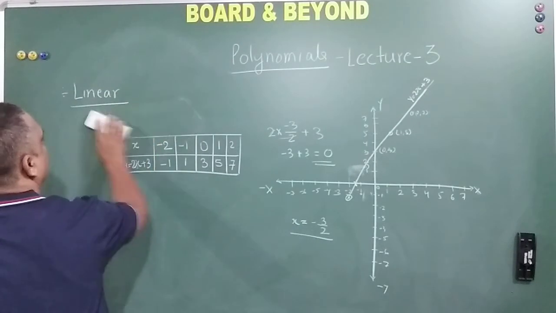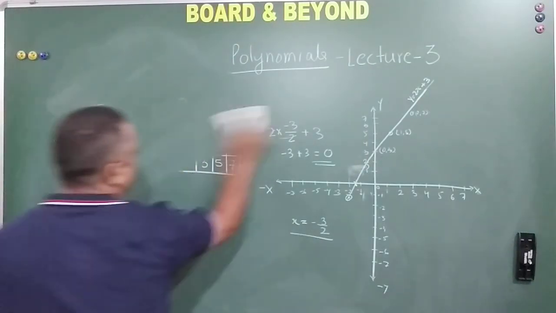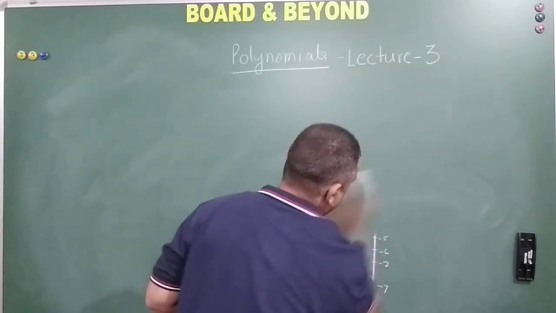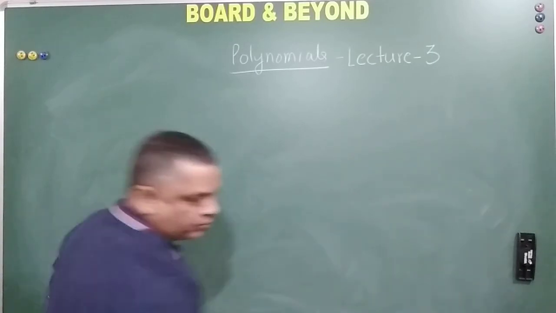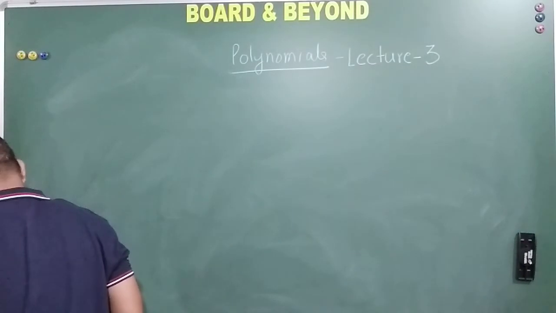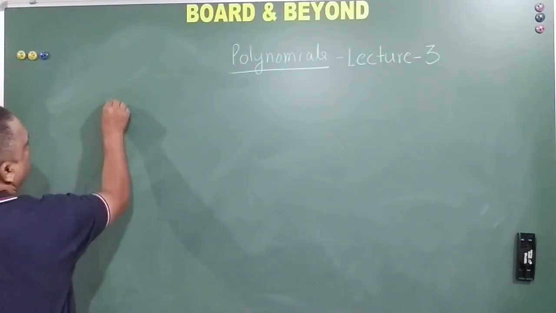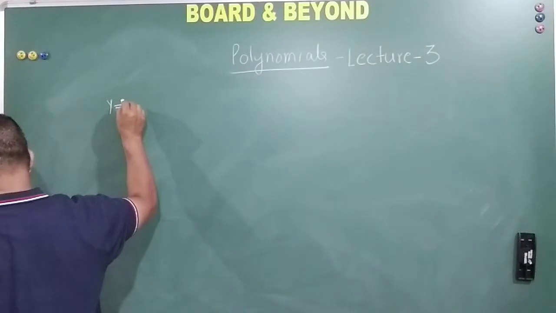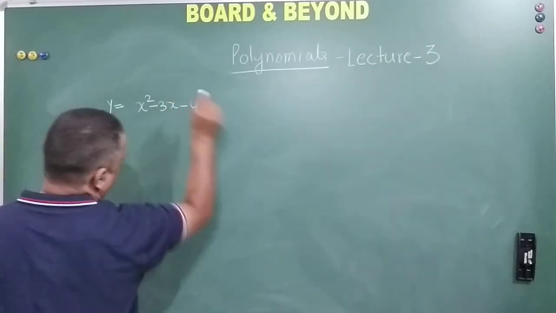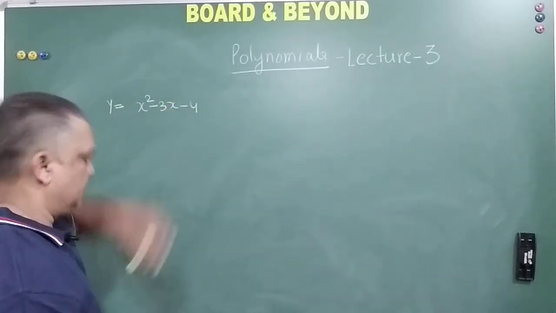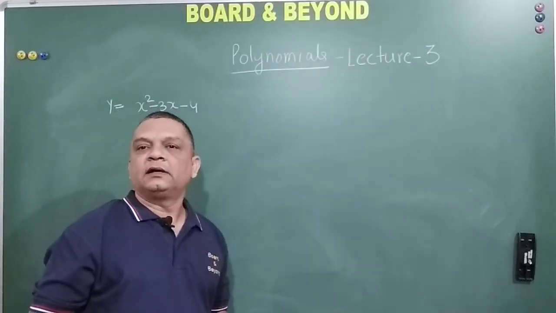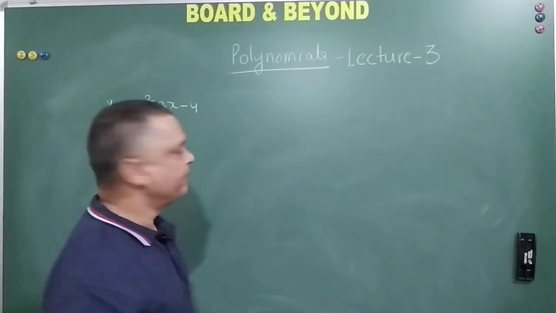This is not so difficult basically. So let's move on to a simple quadratic polynomial. y is equal to x square minus 3x minus 4. This is the polynomial given to us, and we are expected to plot this on a graph sheet and give the solution for this polynomial.